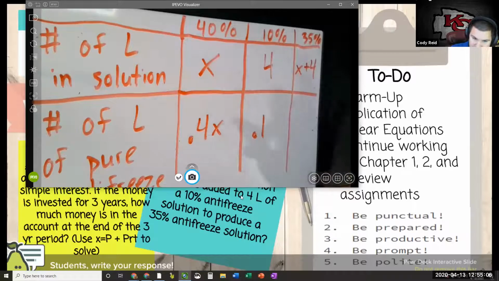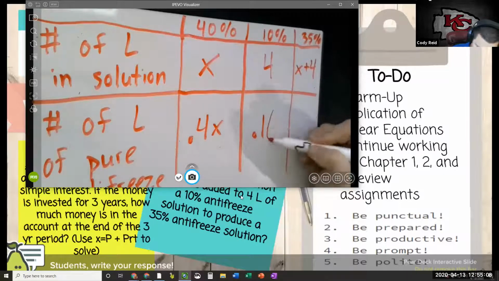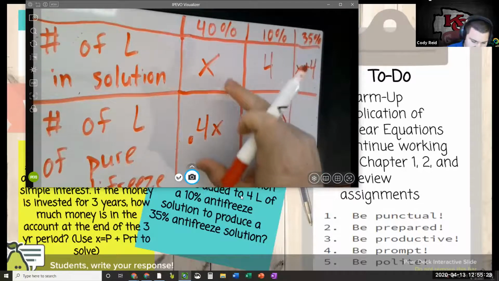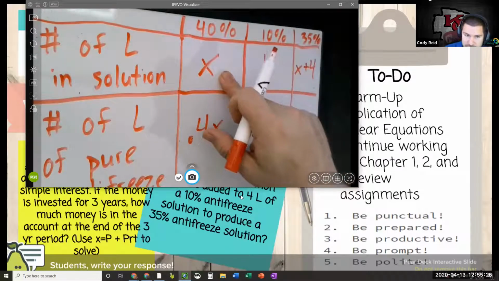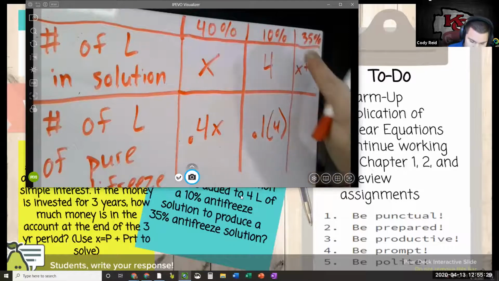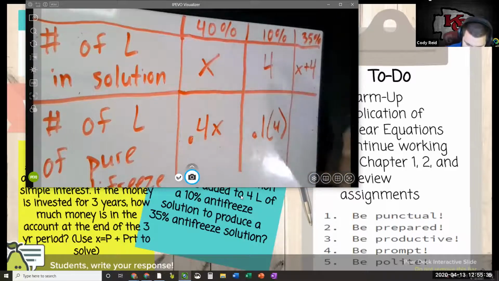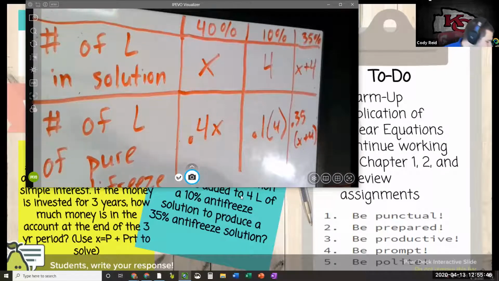And we're not looking for an answer yet. We're looking for a math equation right now. So 0.4 times x, because 0.4 represents our 40% solution, times whatever amount of liters we're going to have. 0.1 is our 10% solution times the amount of liters that we'll have, which is 4. And then 0.35, because that's what we're trying to get to, times x plus 4. Imagine that 0.35 being next to x plus 4. I just ran out of room.